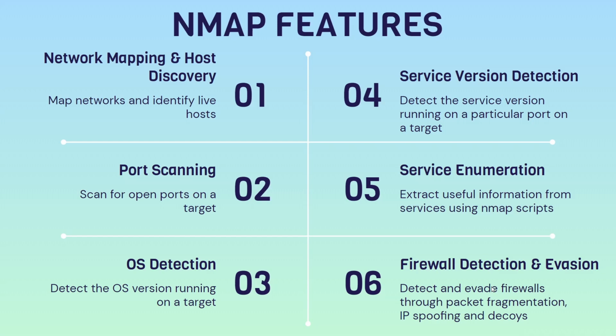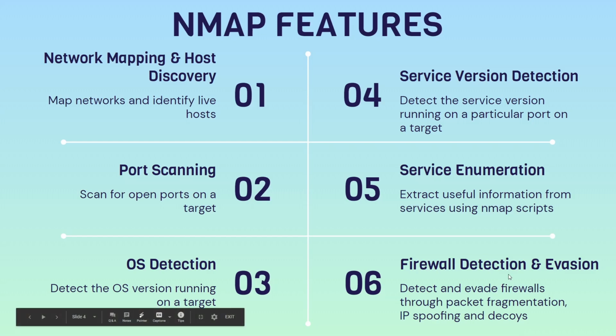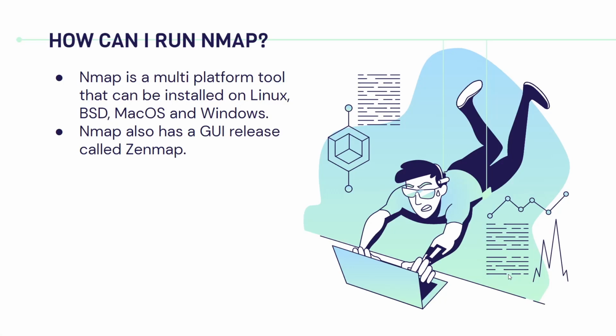So you can use nmap to detect and evade firewalls through various techniques like packet fragmentation, IP spoofing, and the use of decoys. All right, so those are the core features of nmap, and that's why it's such a fantastic tool for penetration testers. Now, the next question, of course, is how can I run nmap?